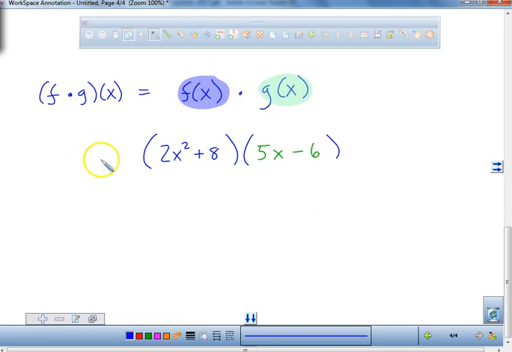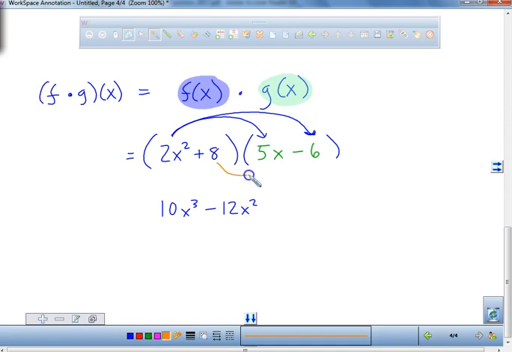At this point in your life, everybody should know how to do the FOIL method. But just in case you don't, do it just one more time. 2 times 5 is 10. x squared times another x gets me to x cubed. Very good. We're going to multiply all the way out here. 2x squared times a negative 6 is a negative 12x squared.